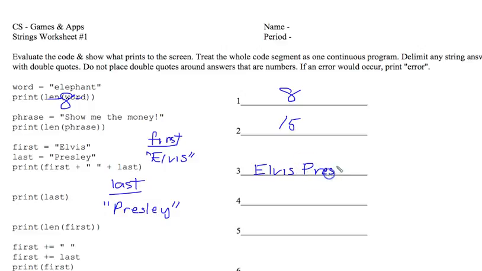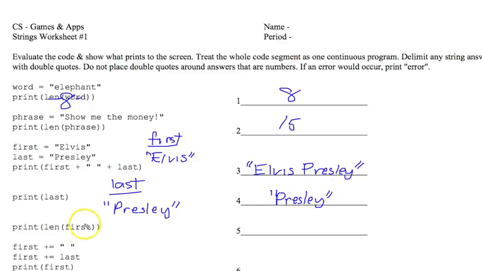And I did say up in the directions that you should put one outer set of quotes around the final answer, because this whole thing is now glued together as one string, one set of double quotes. Okay, the next line of code, print last. Well, last, we can keep track of it here, it's Presley, so that's just easy. It's the word Presley, but with double quotes around it for good style.